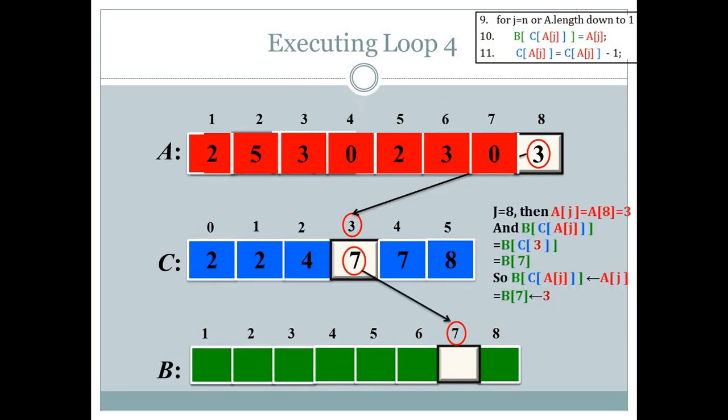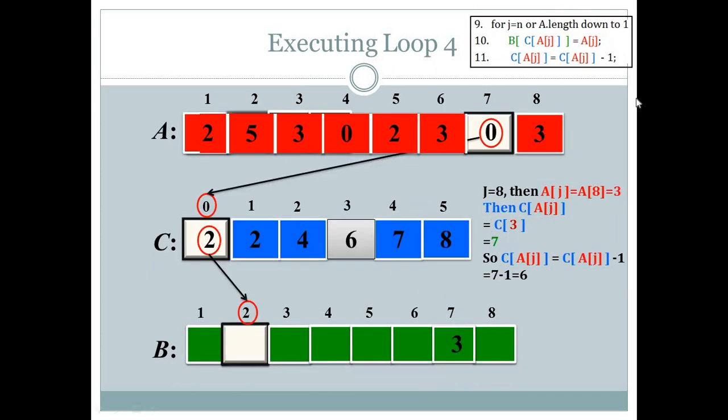After it, what will we do? We will do C of A of j minus 1. That means A of j is 3 and 3 will become the index of the C array. So at C's third index we will decrease by 1, which means 7 minus 1. So it will become 6. So now at index 3 we will have 6. Okay. Again in the next step our j will become 7.